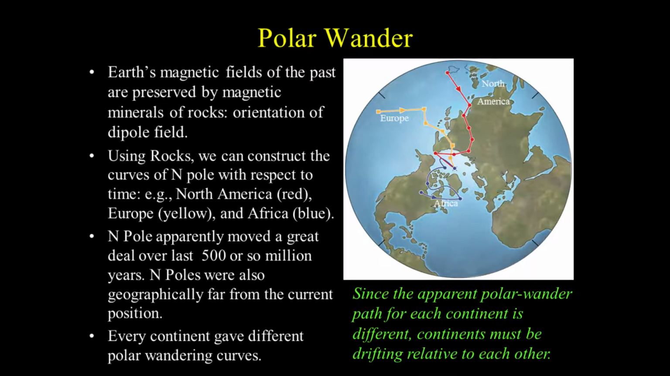Earth's magnetic fields of the past are preserved by the magnetism of the minerals of rocks. This figure shows the curves of the North Pole for North America in red, Europe in yellow, and Africa in blue, derived from the analysis of the magnetism of minerals of rocks. We can see that the North Pole has moved a great deal over the last 500 or so million years. These poles were also geographically distant from its current position.